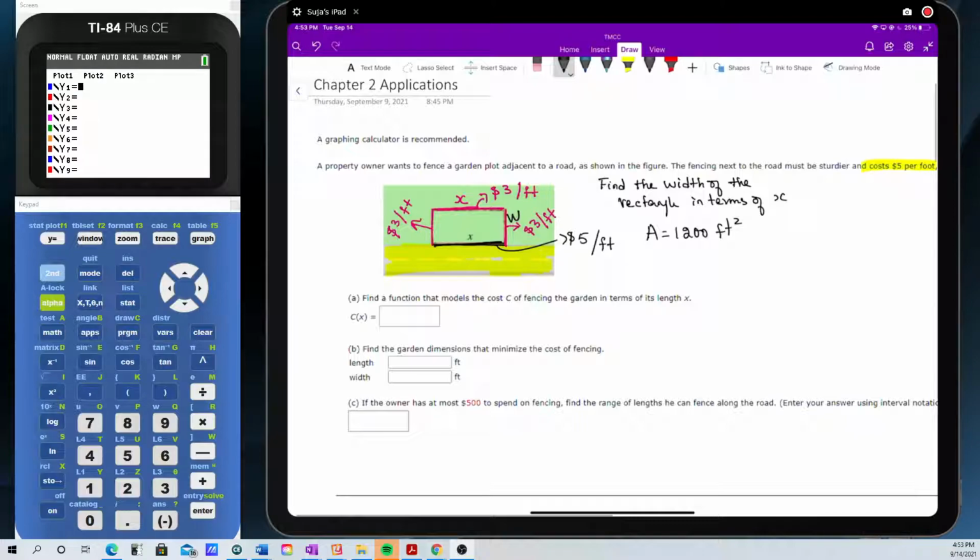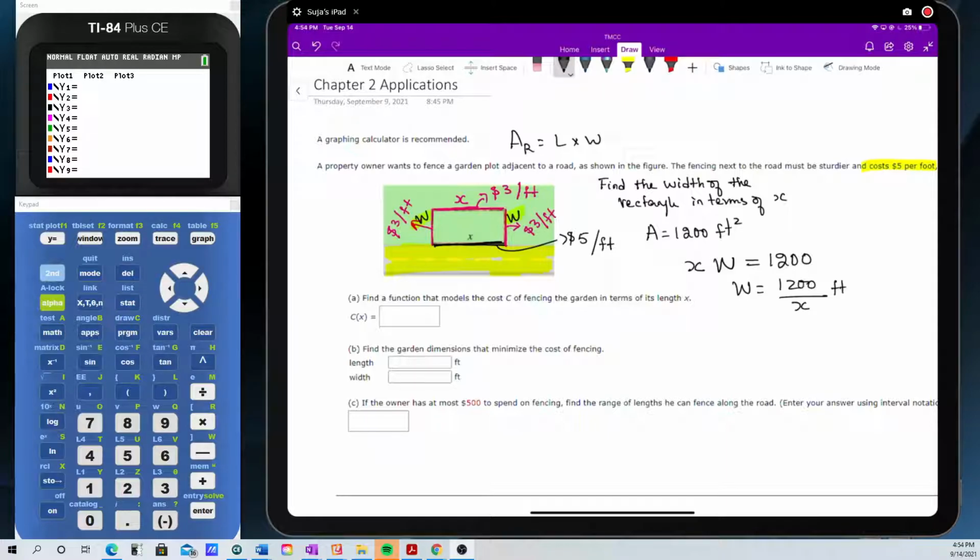I know area of a rectangle is length times width. So A is equal to length is x and width is W in my equation, and the area given is equal to 1,200. So from here I can write width is equal to 1,200 over x feet. So this is going to be the width, and the width is going to be the same on this side, so I will have the same width on this side too.